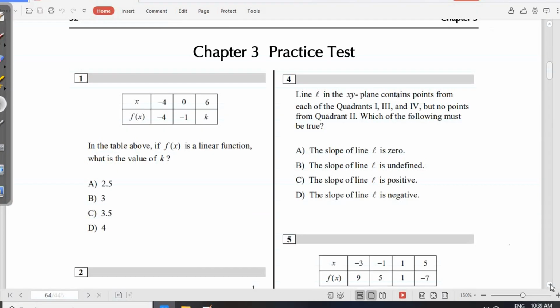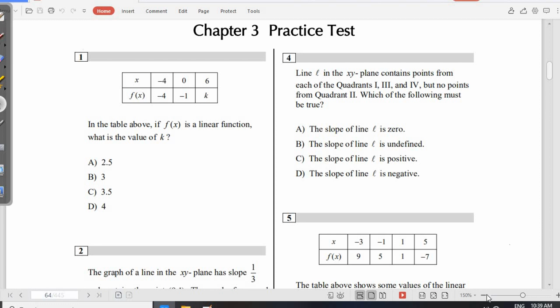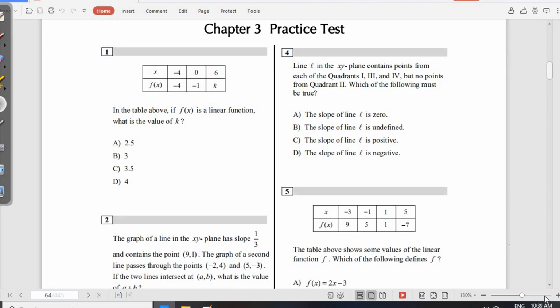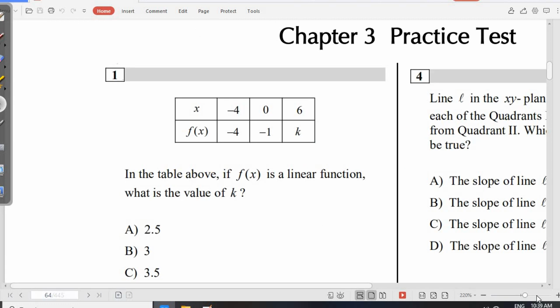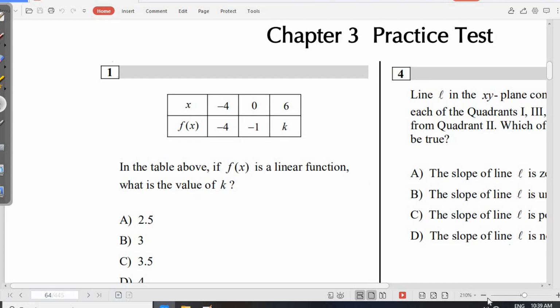You're going to do the test, test 3. You can simply pause the video and take out the questions. I'm going to zoom into the questions so that you can easily get them.